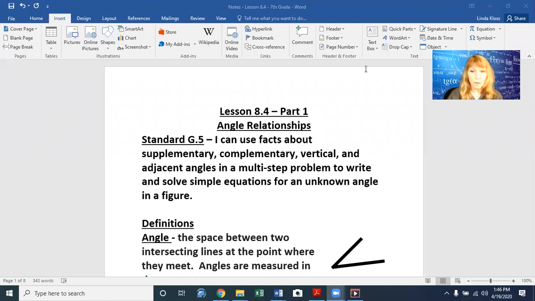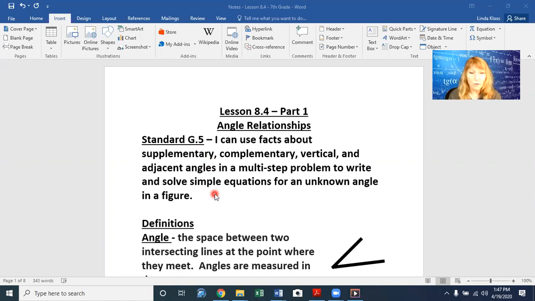So let's talk about our standard. We are now in geometry, which we have been working in. So our standard for today is G5. I can use facts about supplementary, complementary, vertical, and adjacent angles in a multi-step problem to write and solve simple equations for an unknown angle in a figure. We're going to get to all of that standard as 2 parts.